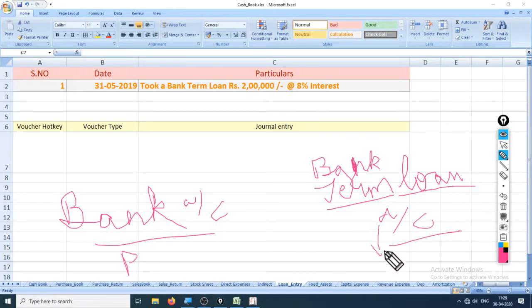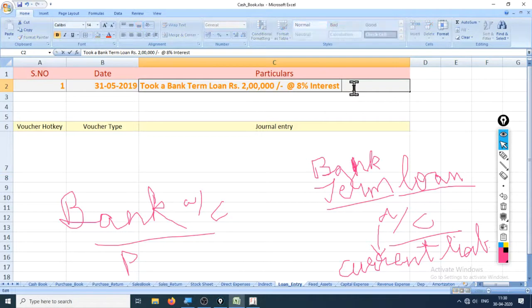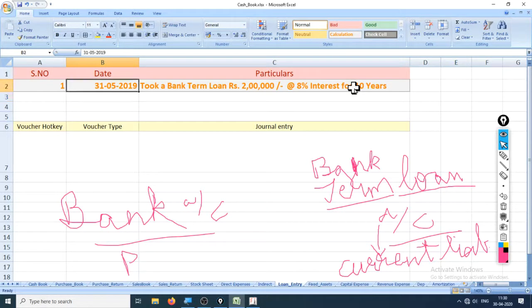what is it? It is a current liability, or it will be a long-term liability, depending on the years of the loan taken. As the years are not mentioned here, let's assume 10 years. Okay, a big loan term, hence it will be a long-term liability, not a current liability. LTL. Now what do you think will be the entry?